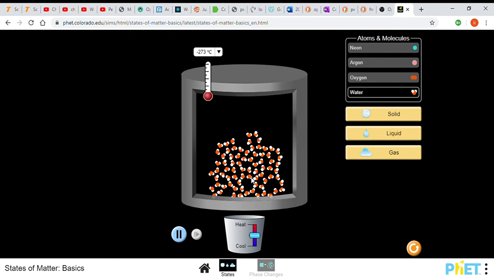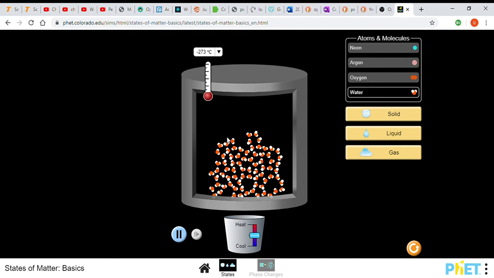Now you might say, well, come on, this is just a simulation. It doesn't prove anything. You're right. It is just a simulation. But it is based on the properties of matter. Minus 273 degrees Celsius is what we call absolute zero. And at absolute zero, we have removed all thermal energy from the particles, and the particles themselves are no longer moving. And that minus 273 degrees Celsius is an absolute lowest temperature for any matter.